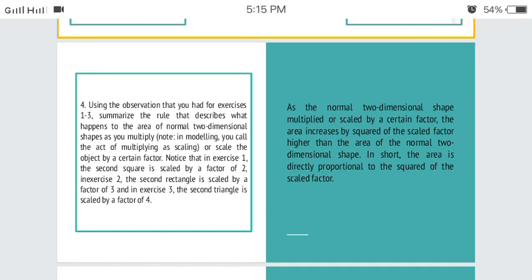So question number 4, using the observations that you had for exercises 1 to 3, summarize the rule that describes what happens to the area of normal two-dimensional shapes as you multiply. So as the normal two-dimensional shape is multiplied by or scaled by a certain factor, the area increases by the square of the scale factor higher than the area of the normal two-dimensional shape. In short, the area is directly proportional to the square of the scale factor.